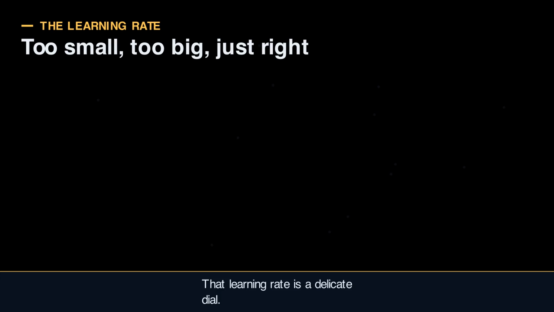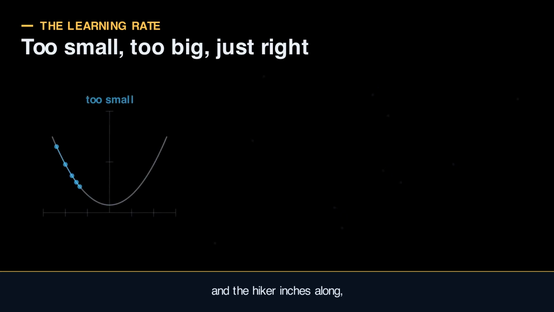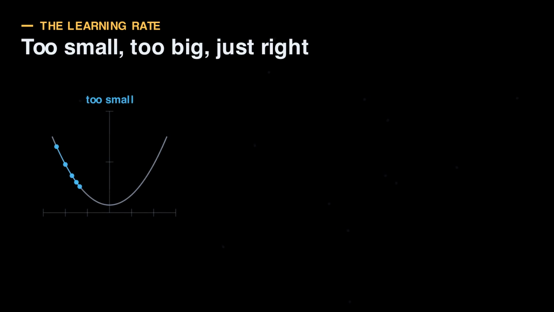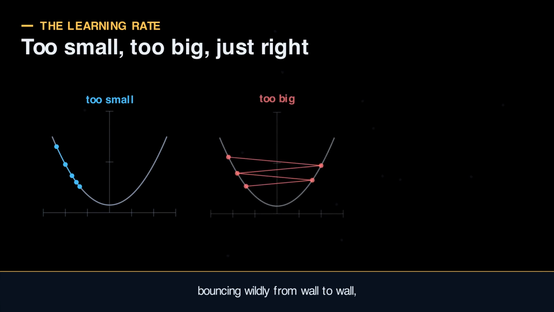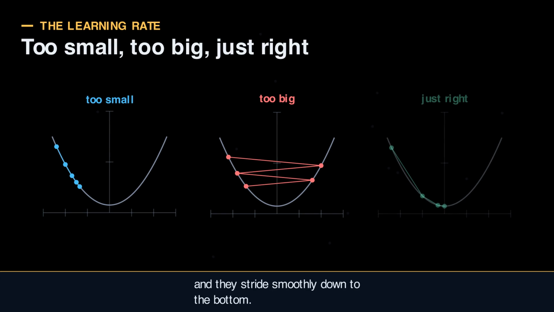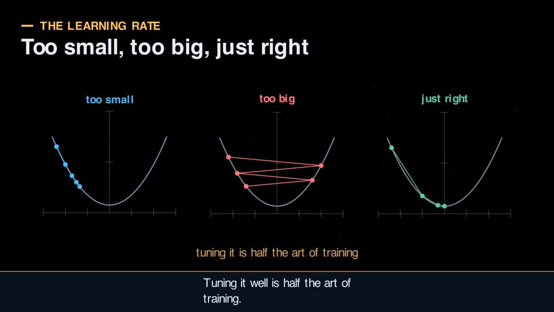That learning rate is a delicate dial. Too small and the hiker inches along, taking forever to arrive. Too large and they leap right over the valley, bouncing wildly from wall to wall, never settling. Just right and they stride smoothly down to the bottom. Tuning it well is half the art of training.